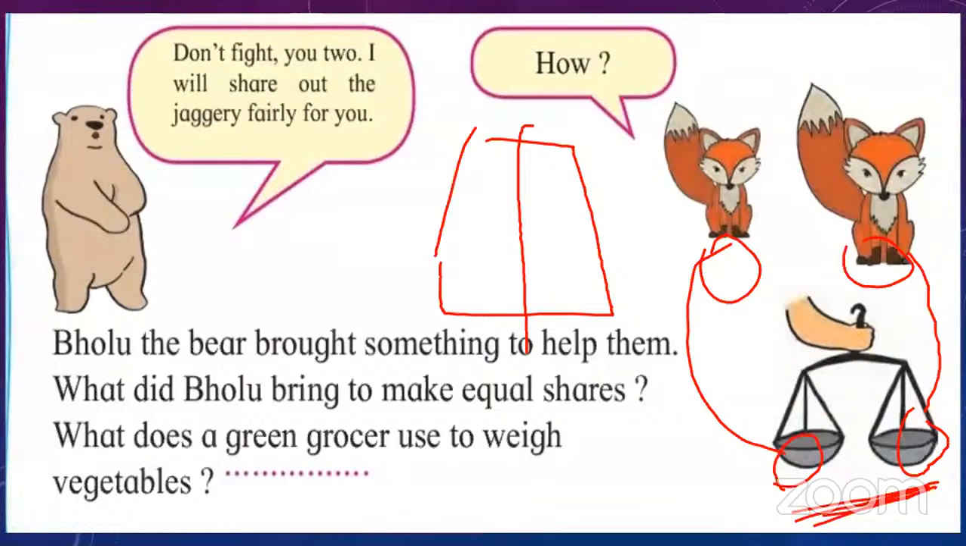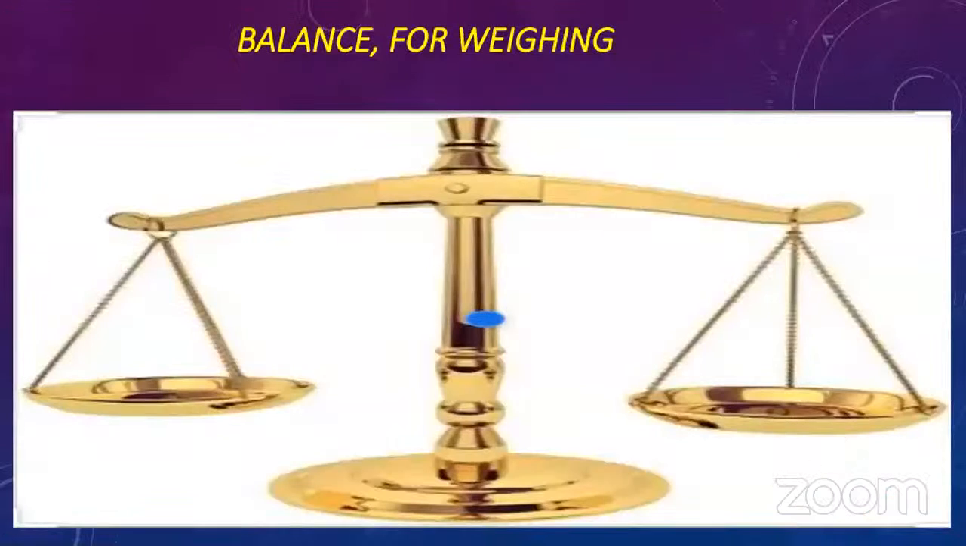Now look here. You can see the balance scale for weighing. Here you put our vegetables, or grain, flour, pulses, whatever we want to buy. And here he puts the weight. And when it is at the steady position, it is balanced. At that time, he gives that to us.